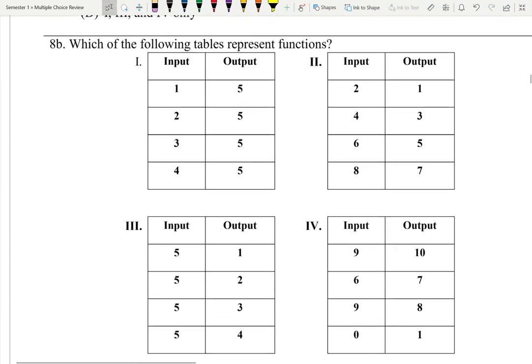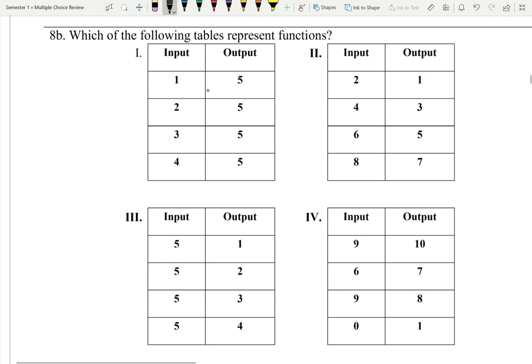8b, same type of question. 1 to 5, 2 to 5, 3 to 5, 4 to 5. It's okay that they all have the same output. All that does is make a horizontal line, right? Remember when we had our vertical line test? So this would be 1, 5, 2, 5, 3, 5, 4, 5, right? All that makes a horizontal line. That's fine. That is a function.